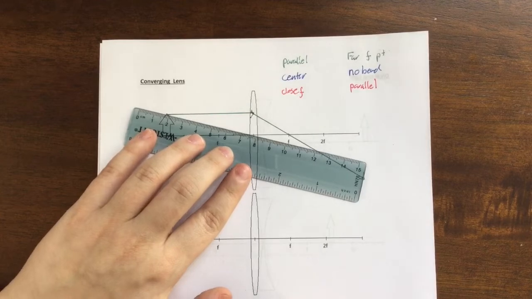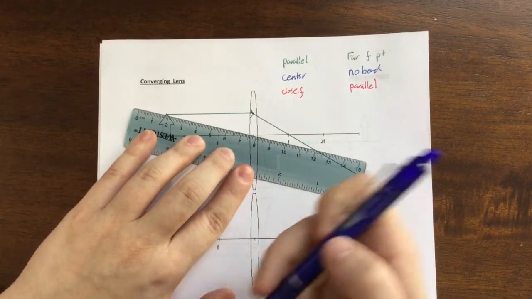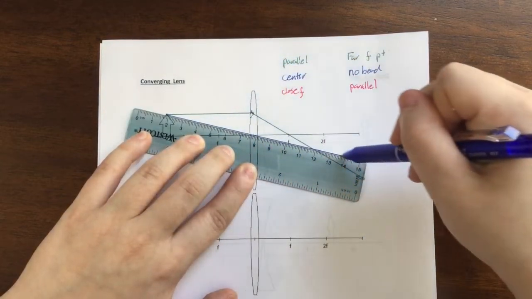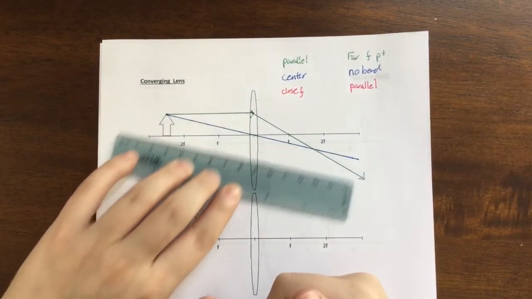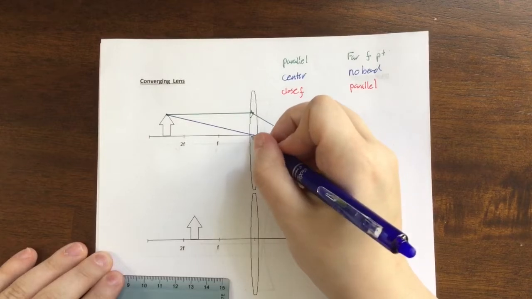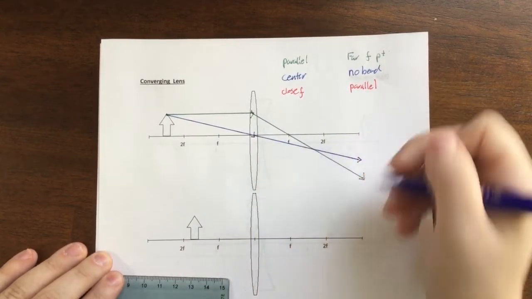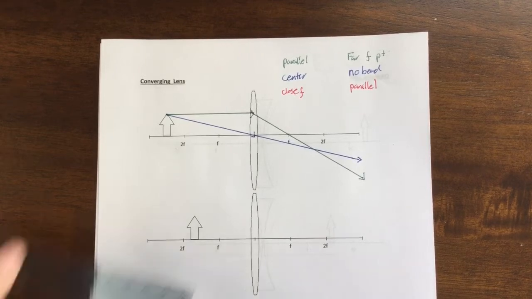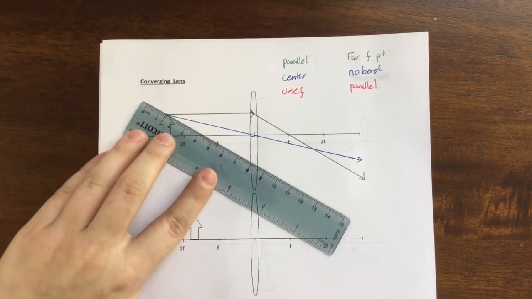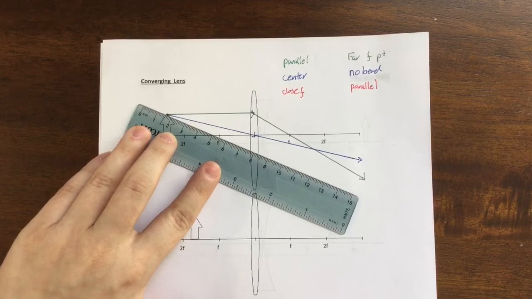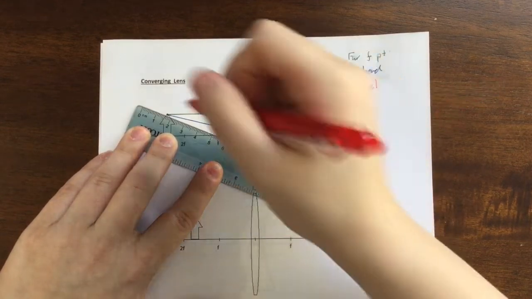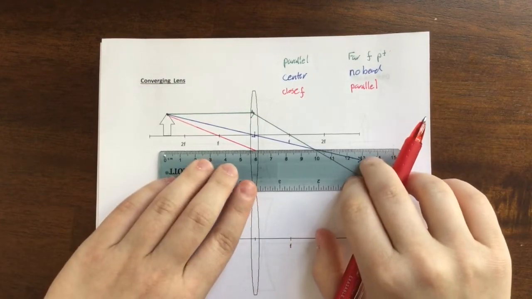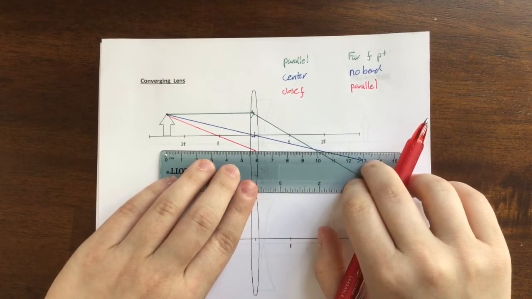Our second one is going to go from the top of the arrow right through the center of the lens. This one does not bend. Our last one is going to go through the close focal point. And then it will emerge parallel.